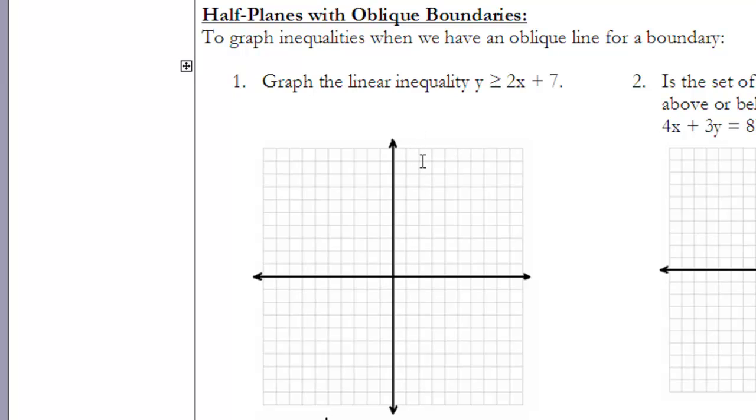Okay, so to do that, first of all we're going to graph it as if that inequality were an equal sign, and graph the line you would get for y equals 2x plus 7. So I'm going to use the y-intercept of 7, and I'm going to use the slope of 2 to graph that line. I have my y-intercept here of 7. Okay, I'm using a slope of 2, up 2 over 1, or you can think of it as down 2 over 1. So I've got my line graphed.